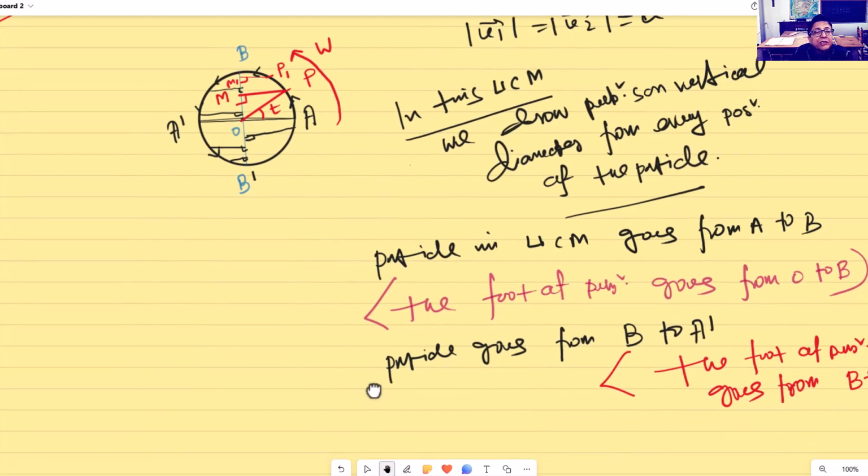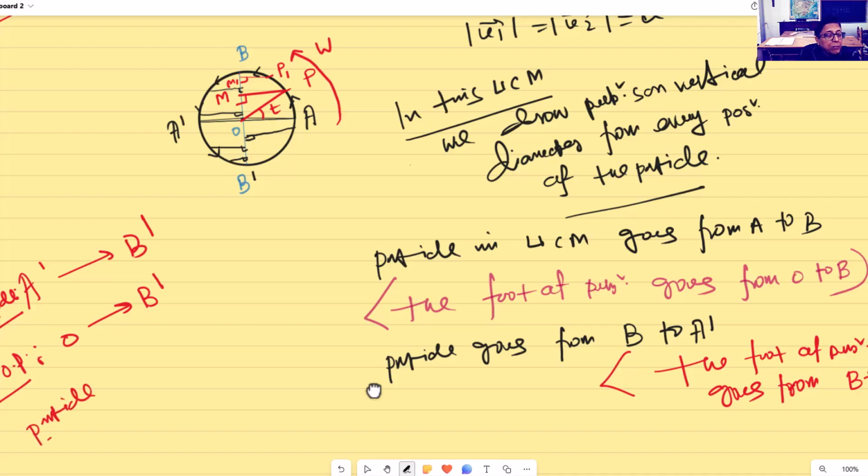Make the observation this way. The particle goes from A dash to B dash, and the foot of perpendicular goes from O to B dash. The particle goes from B dash to A, and the foot of perpendicular, I am writing FOP, goes from B dash to O. Okay?